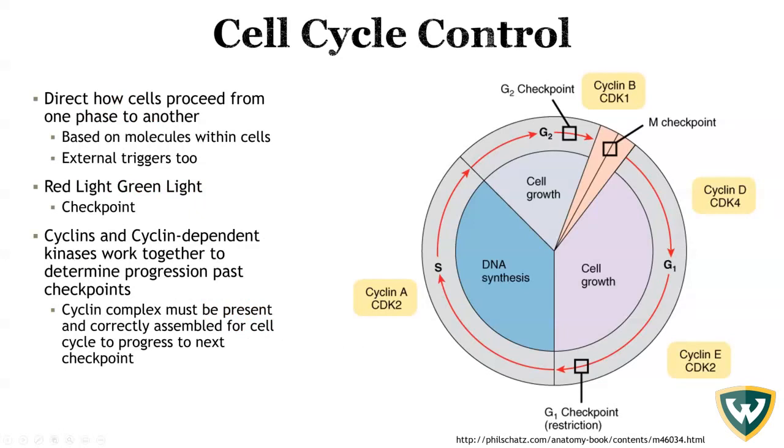One other thing to talk about is how is the cell cycle actually controlled in the body? How does it know when to start, when to stop, when it should be blazing ahead in the preparation for mitosis or meiosis, etc. And so how this occurs, as you can see here, is through cell cycle checkpoints, or basically, as I like to call them, red light, green light.